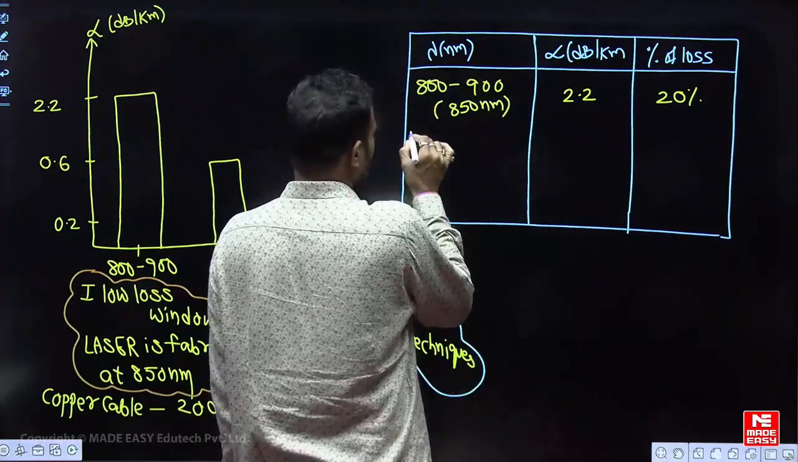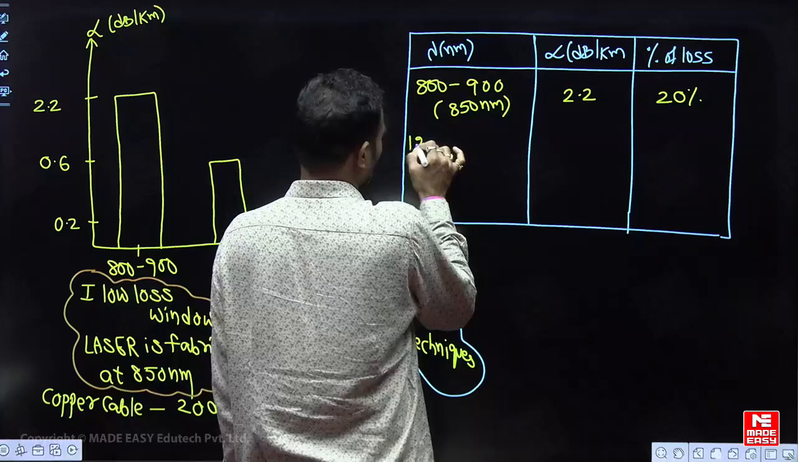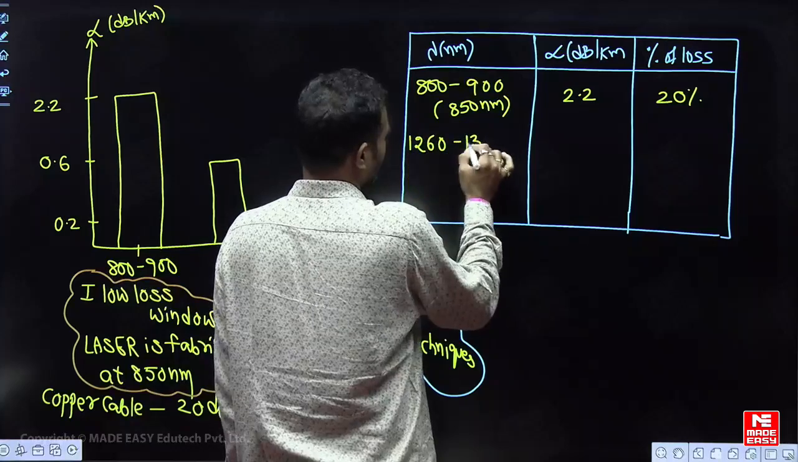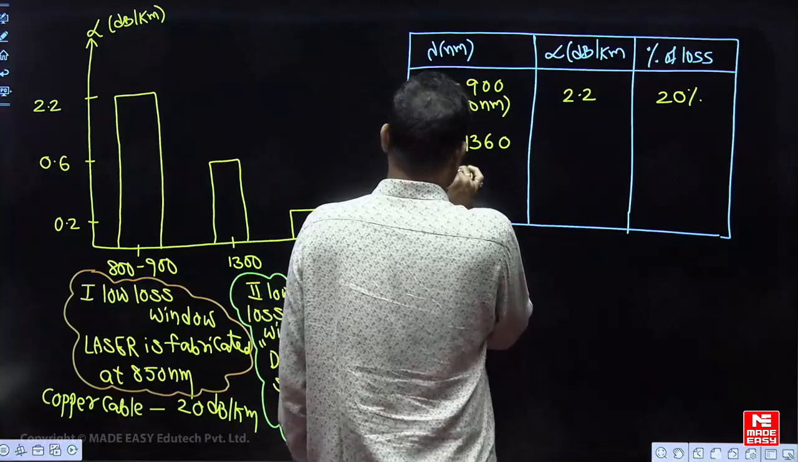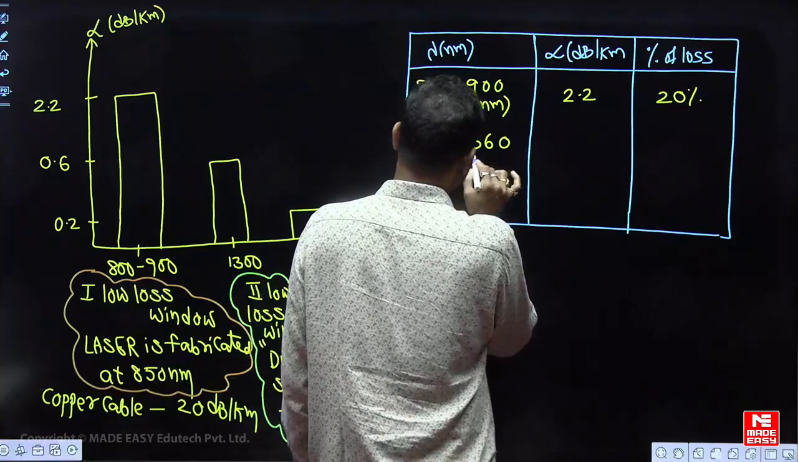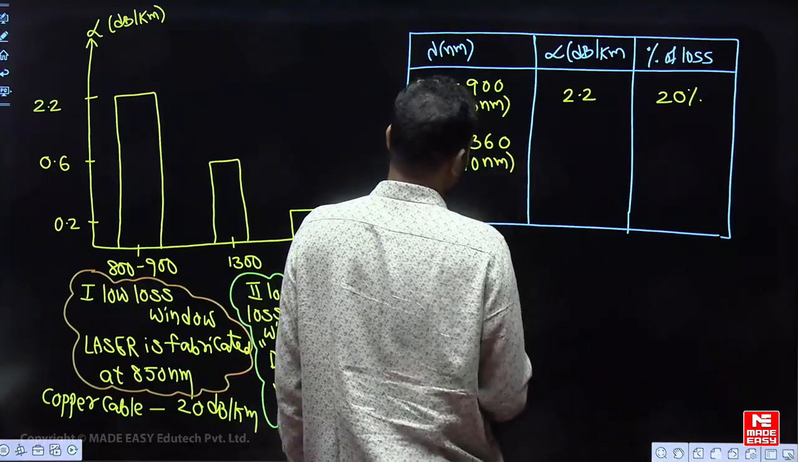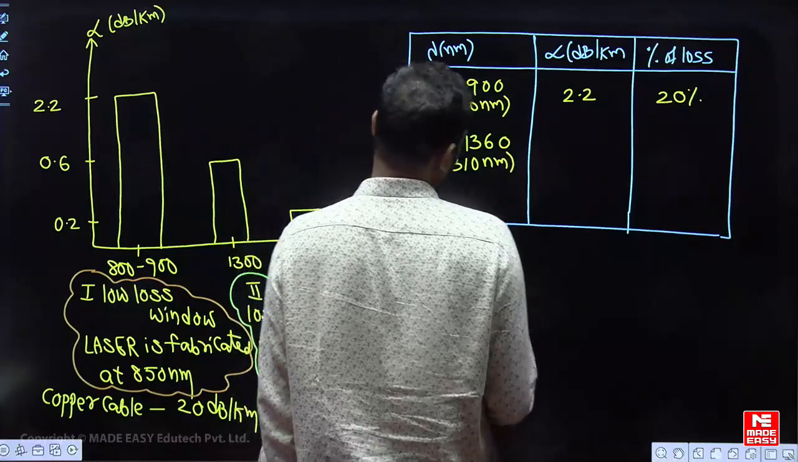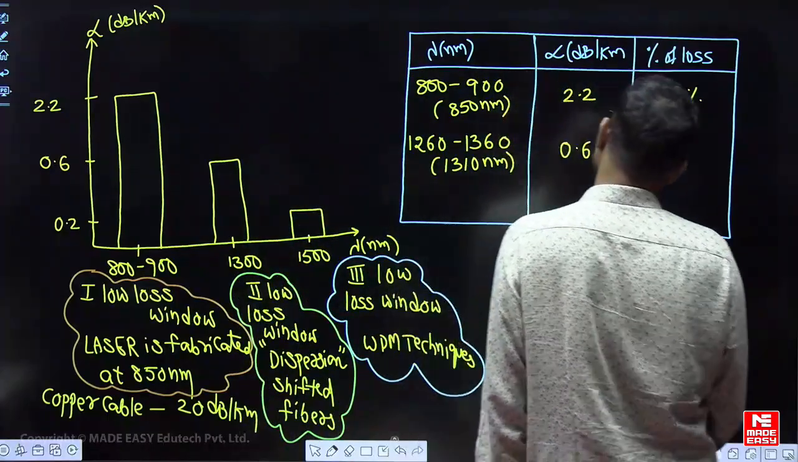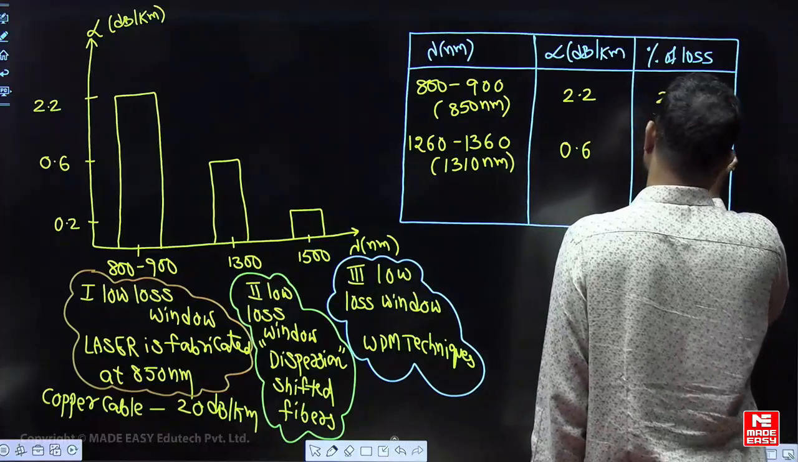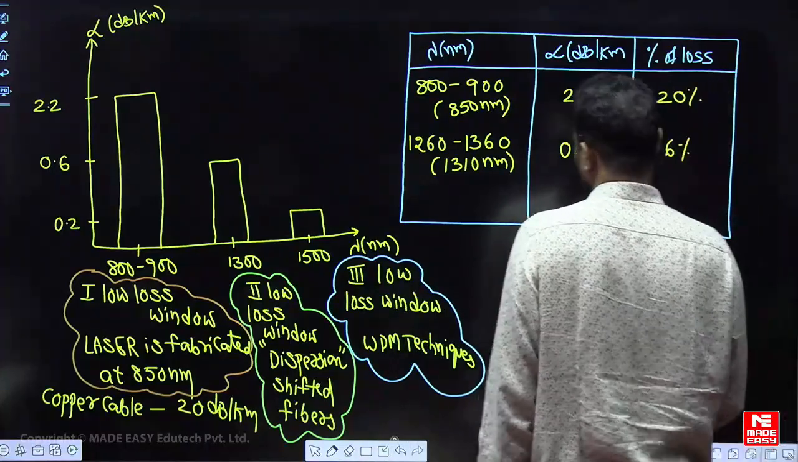Next, we will see the 1260 to 1360 nanometer range, that is at 1310 nanometers, which is used in dispersion shifted fibers. The loss drastically decreases from 2.2 to 0.6 dB per kilometer. Then the percentage is 6% of loss.